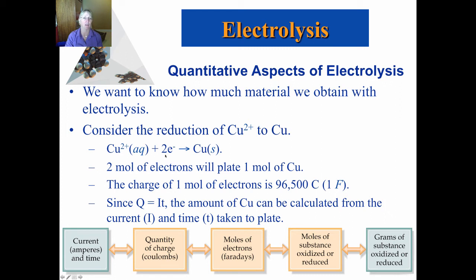That's not 2 electrons, but 2 moles of electrons to make 1 mole of copper metal plate out. Now, don't worry about this charge and current and time. Let's go straight to a sample exercise to explain how you can calculate how much stuff in grams plated out, as long as you know the amps and the time.